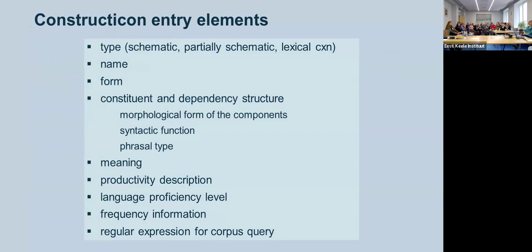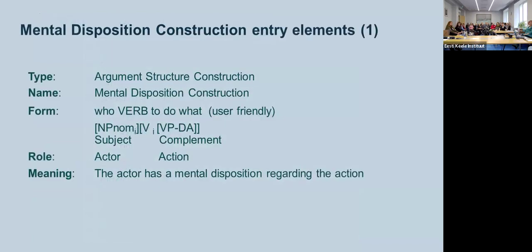As already briefly shown in the first presentation, we go in a bit more detail through these different parts of the entry, but it will still be incomplete. So firstly, the type of construction, which could be an argument structure construction or clausal construction, maybe a better term, as opposed, for instance, to phrasal constructions or complex predicate constructions or morphological constructions. Then a name should be attributed to the construction, which is difficult for now. We call it a mental disposition construction.